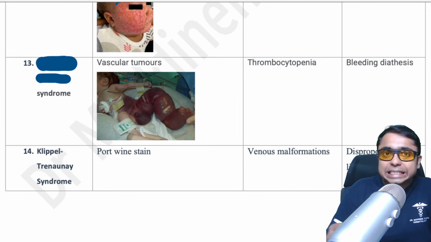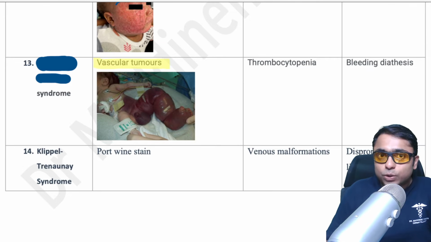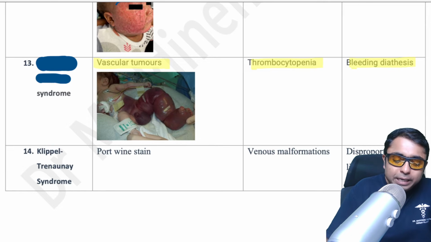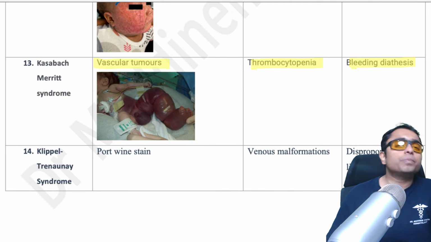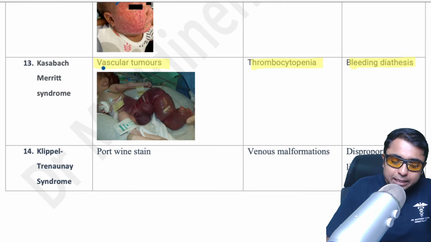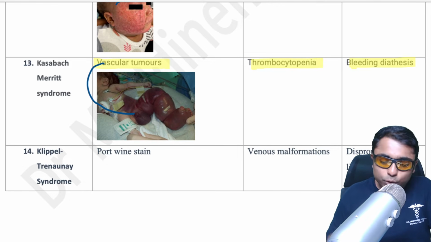So next is a syndrome with vascular tumors, thrombocytopenia, and also bleeding diathesis. So what do you think is the syndrome? If you remembered it as Kasabach-Merritt syndrome, you are absolutely correct. Very good. Okay. So you can see here the patients are going to have these vascular tumors.